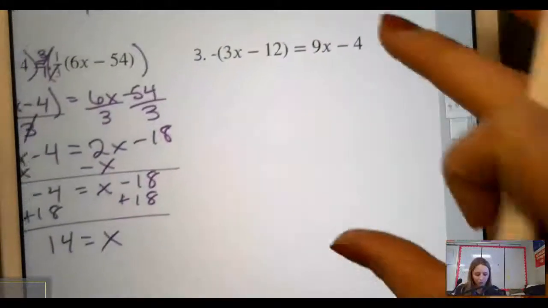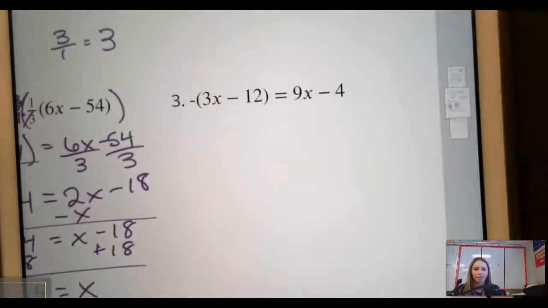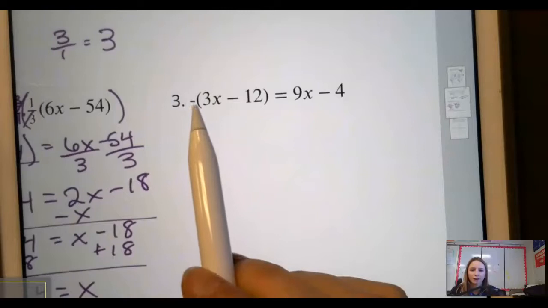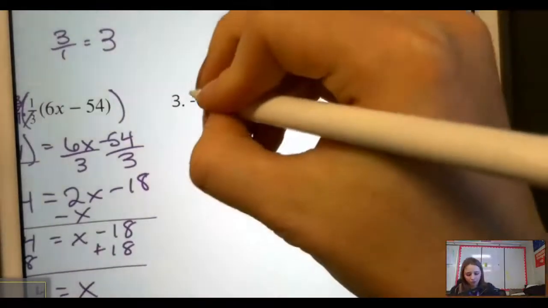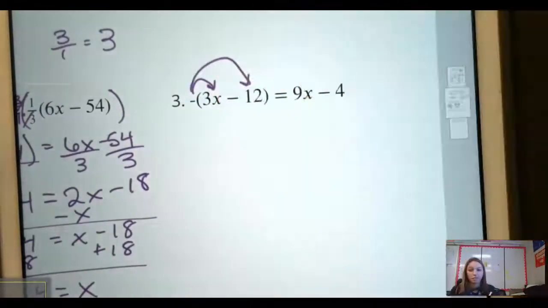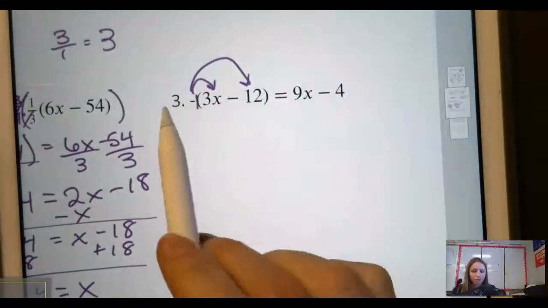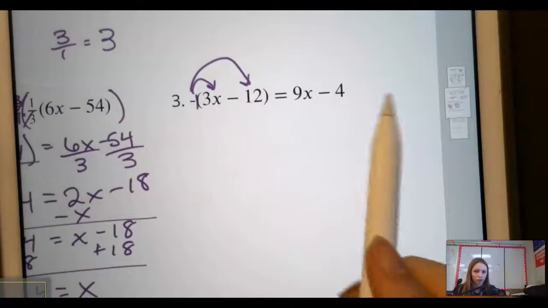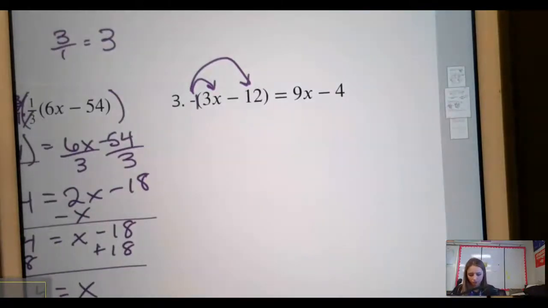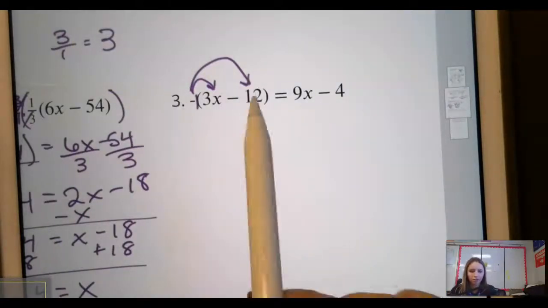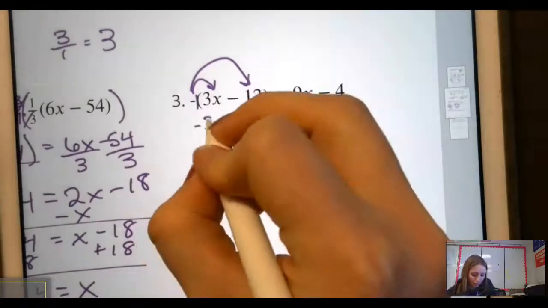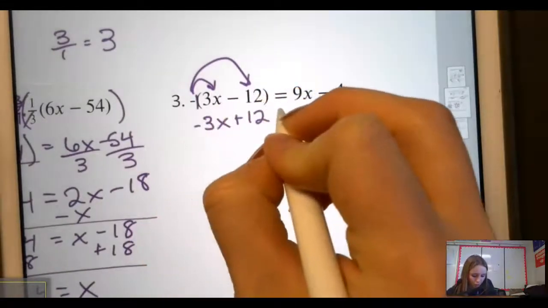Alright, last one, guys, bear with me. Here we go. So starting this one off, the first thing I see is this negative. So we have two options. We can distribute that negative because there's an invisible 1 there, or we can divide by a negative 1 on both sides. Does not matter which one. I'm going to go ahead and distribute it. So I end up with a negative 3x plus 12.